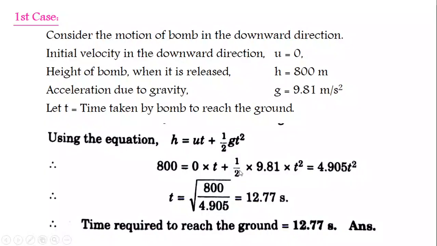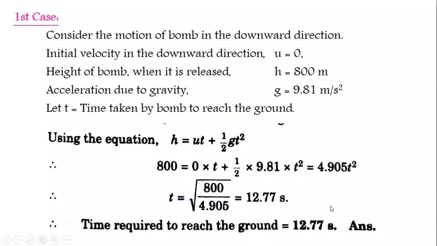Half into 9.81 equal to 4.905, into t square. Now take the square root of 800 divided by 4.905, and you will get the value of t. 12.77 second is required for the bomb to reach the ground. The time required to reach the ground is 12.77 second.